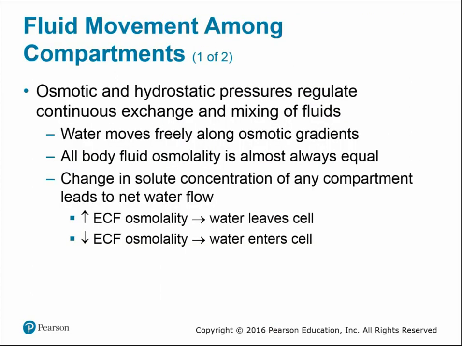So our osmotic and hydrostatic pressures are going to help to regulate the continuous exchange and mixing of these body fluids. This just means that water is able to move pretty much freely along its osmotic gradient. So osmosis can occur naturally and passively. All body fluid osmolalities are almost always equal, or think maybe isotonic. So we want it balanced. We don't want any net shift or movement of water in or out of the cell, ideally. We want everything to be balanced.